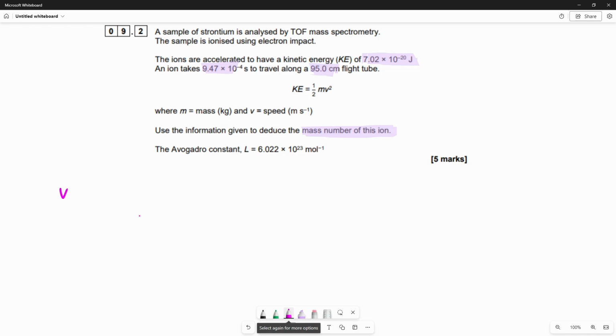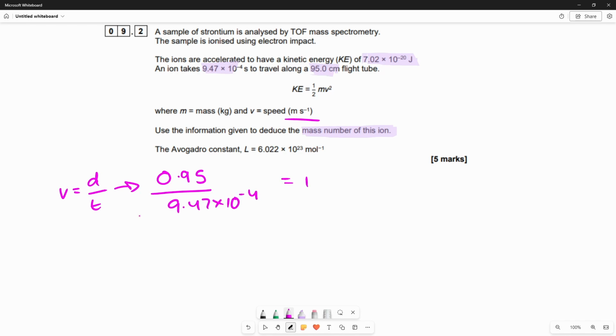So let's find the velocity that the ion travelled at within the flight tube. That's going to be distance over time, or displacement over time. And we want to find it in meters per second, as this is over here. So we're going to have to convert the centimeters into meters. That's going to be 0.95 over 9.47 times 10 to the minus 4. That equals 1003 meters per second.